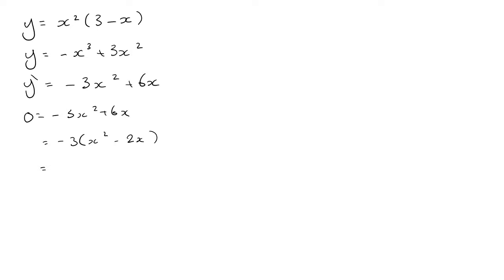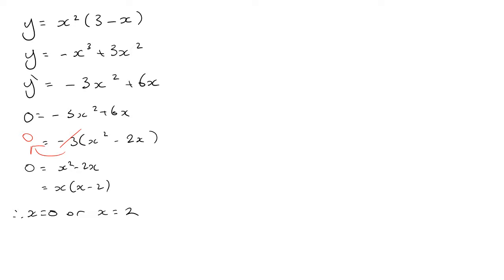So you can just cancel the negative 3 out now, because you can divide everything by negative 3, that would still be 0. So 0 is equal to x squared minus 2x. So that's x times x minus 2. Therefore, x can be either 0 or x can be 2.